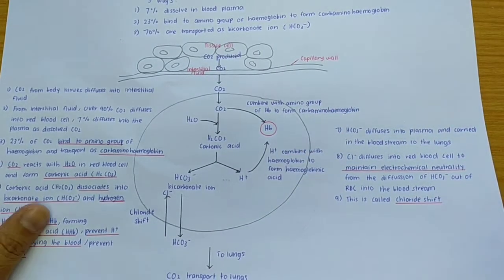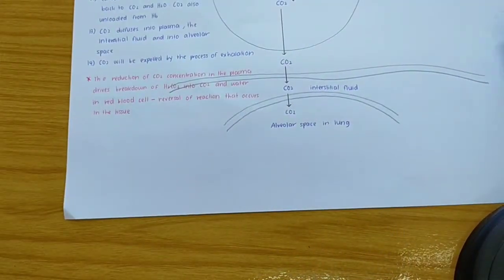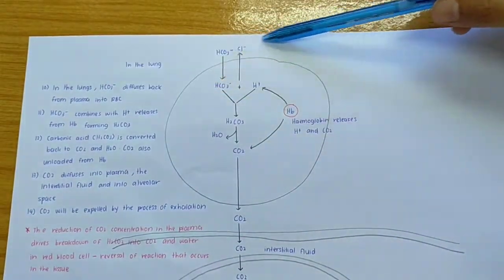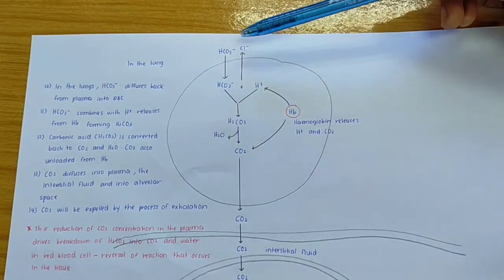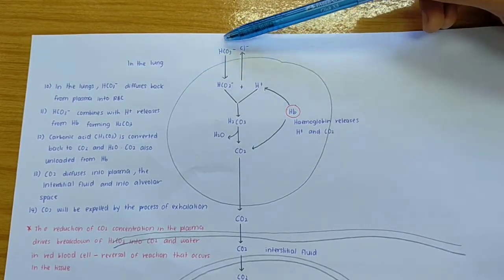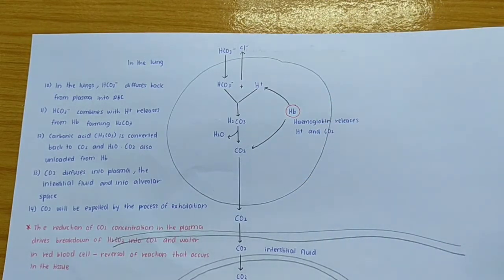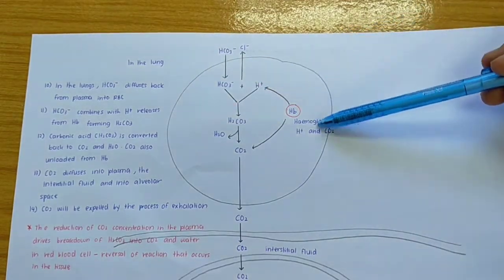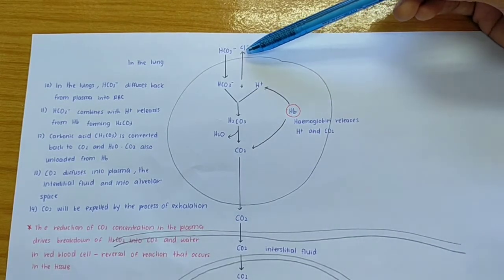Okay. Next, we look at what happened to the bicarbonate ion in the lungs. Let's say this is in the lung, and this is the red blood cell. So what happened in the lung? Bicarbonate ion diffuses back from plasma into the red blood cell. So actually the reversal reaction will occur. Once bicarbonate ion diffuses into the red blood cell, chloride ion will be diffused out. So it is the same process as before.